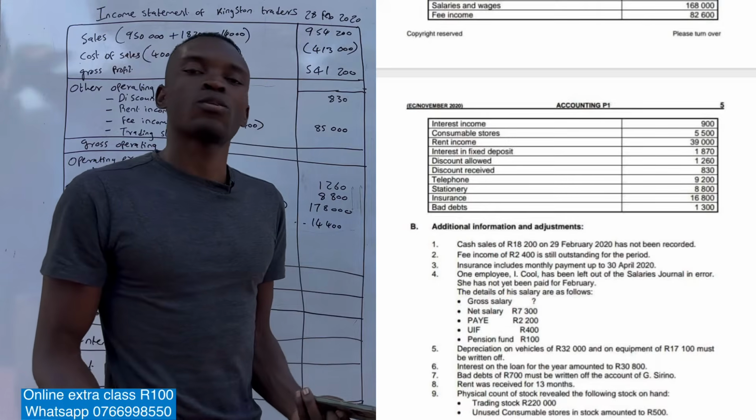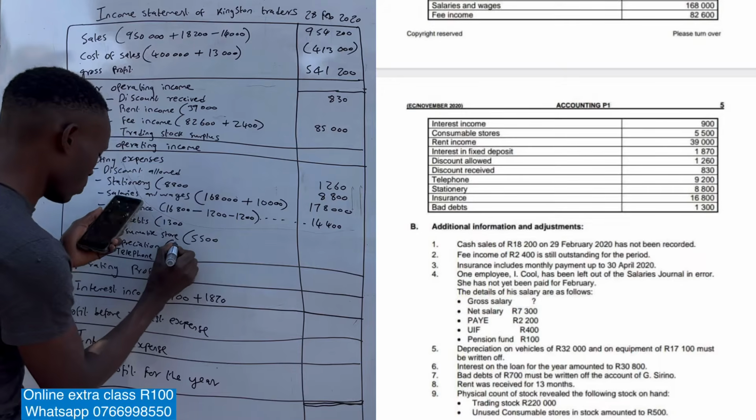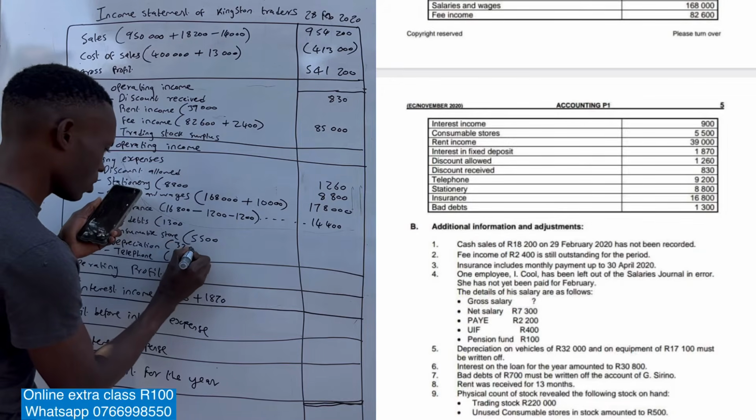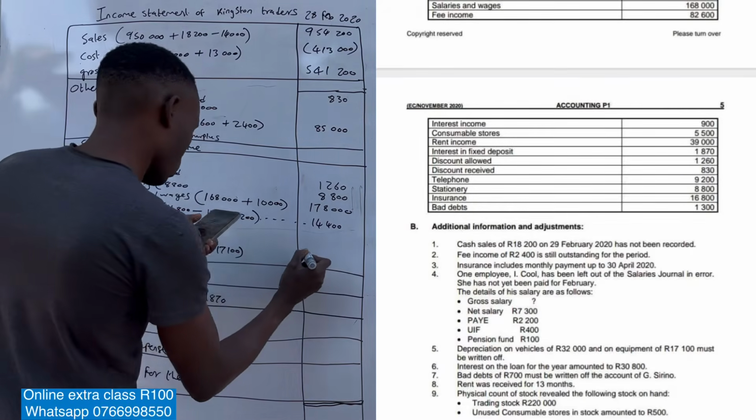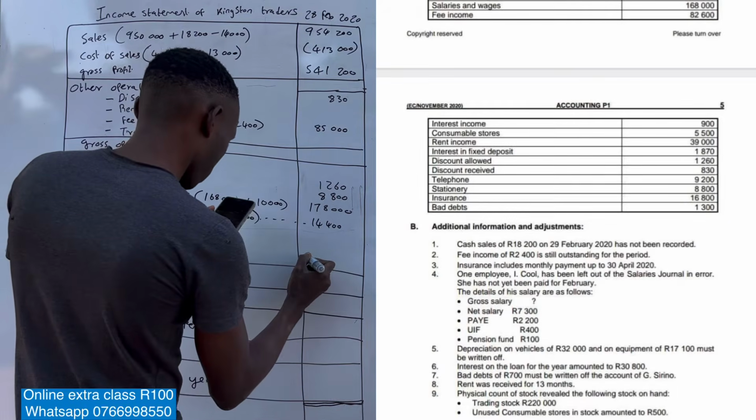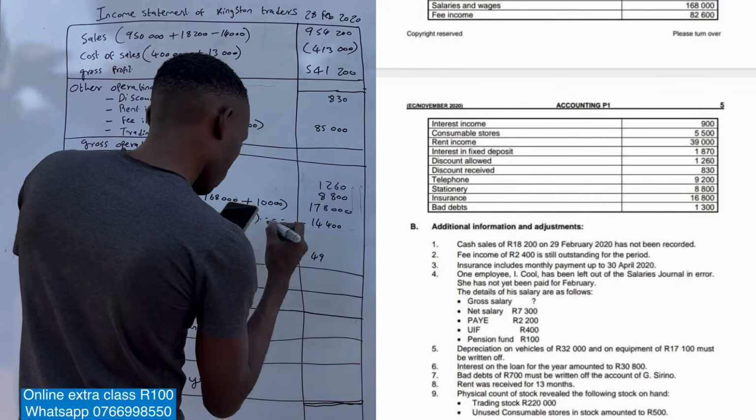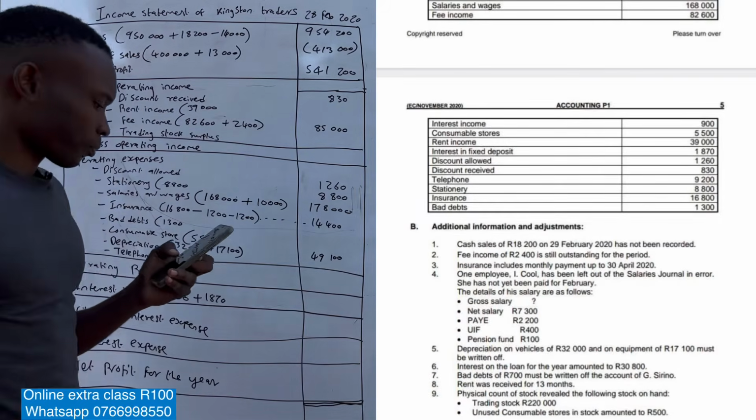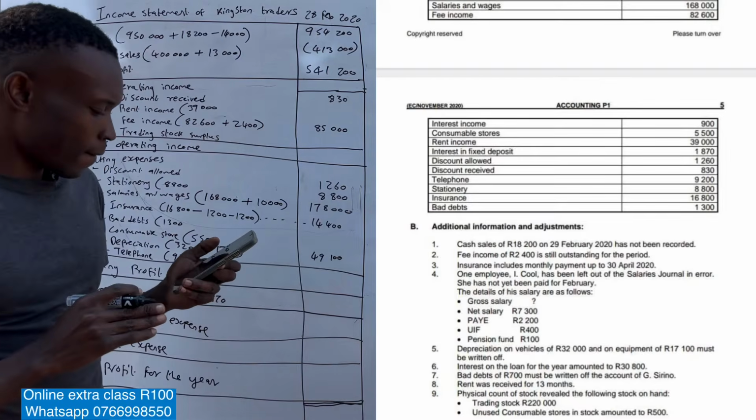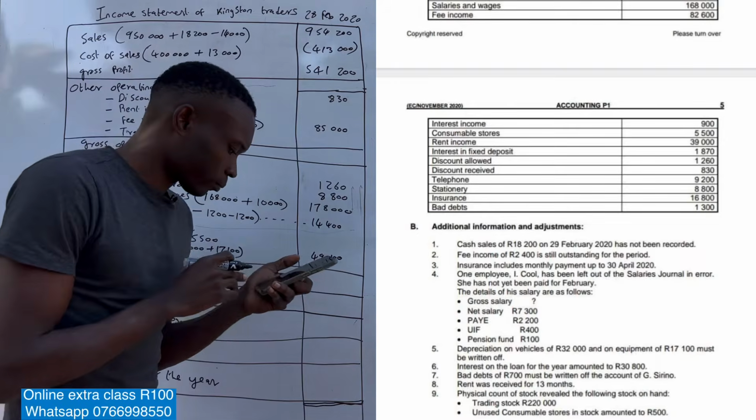We're just going to add those two amounts. Depreciation is an expense. You're going to add 32,000 plus 17,100, and it's going to give you 49,100. All right. Then we are going to the next one.